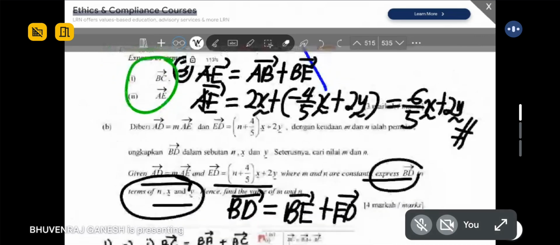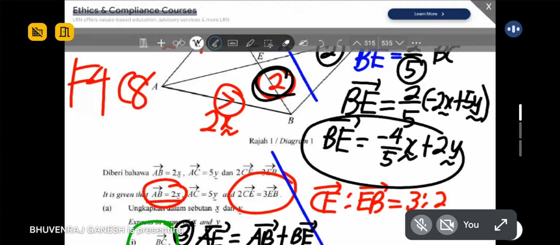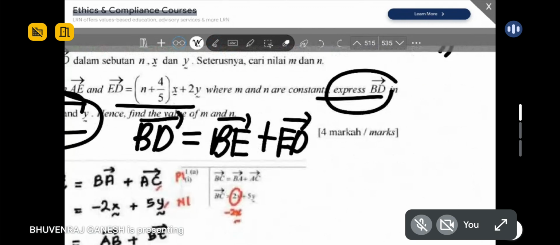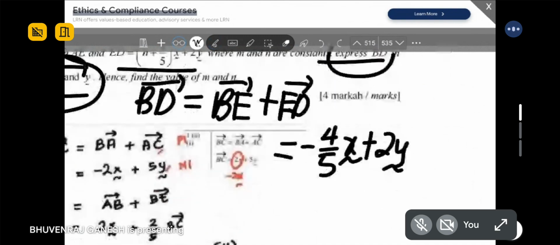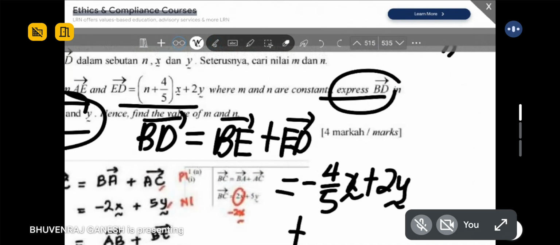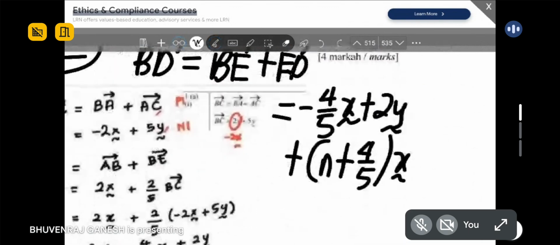Okay, so for BE, adakah kita ada info? Yes. Okay, BE we already found over here. Am I right? So you can just substitute your answer lah. Okay, so it's negative 4 over 5x plus 2y, and then you plus with ED. So ED is N plus 4 over 5x and then plus 2y. Do you see the concept, guys? Can get it? Okay, so over here, you can simplify a bit more.